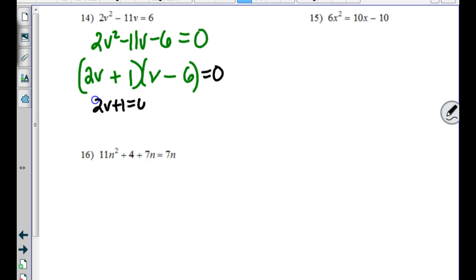You wouldn't have to show that step, but it should be v equals what? Negative 1/2 or 6. What about 16?